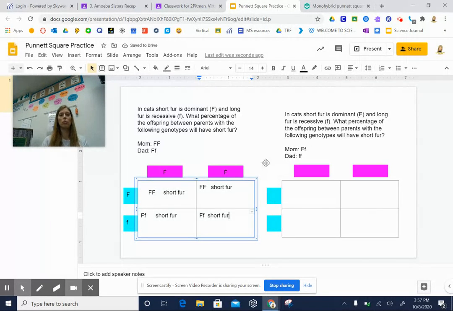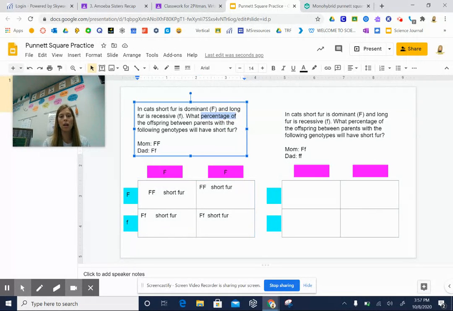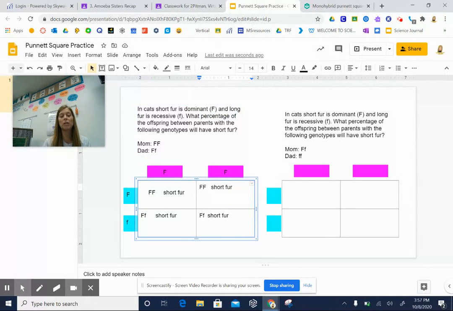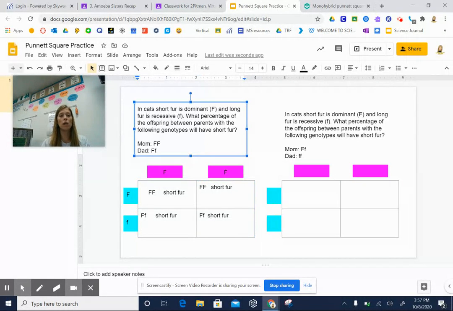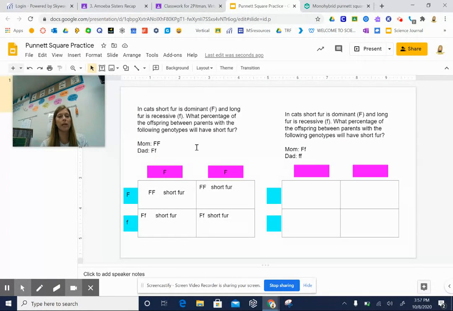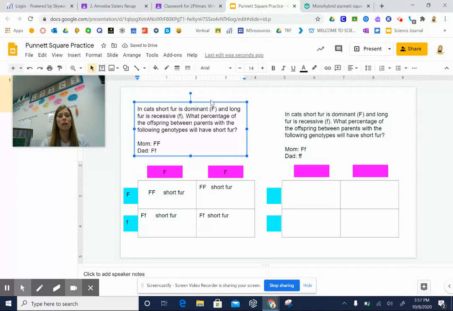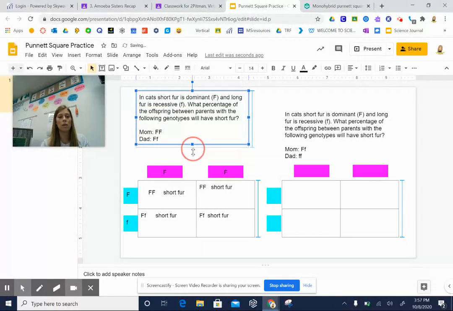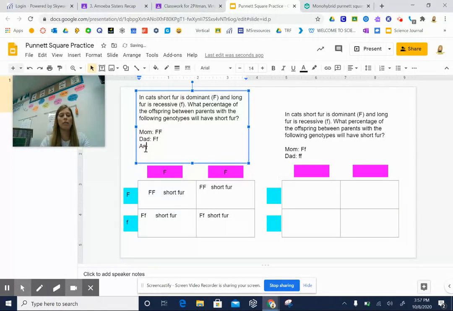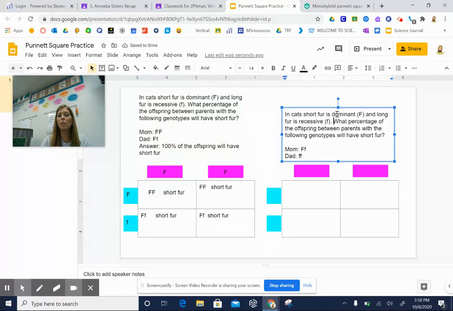Okay, so now they're asking you what percentage of the offspring will have short fur. Okay, well, at this point, all I have to do is count because remember, it's sort of like a dollar. If I have four quarters, each rectangle is 25%. So 25, 25, 25, 25. So if I have four that have short fur, then I should know that 100% of the offspring will have short fur. So that's what I need you to add here as your answer. I may need to move these up so you have room to type. Okay. And so I'll put answer in there, and we'll say 100% of the offspring will have short fur. Okay, and I'll move this up for you guys.